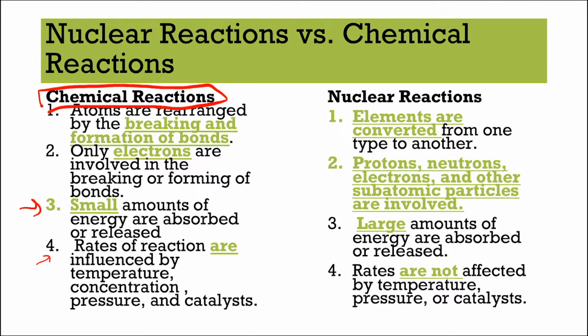Now, nuclear reactions kind of break some of the rules that we've talked about so far. Right. So let's take a look at the first thing. Elements are converted from one type to another. And we're going to get into what this means in detail later on. Number 2 says protons, neutrons, electrons, and other subatomic particles are involved in nuclear reactions. Large amounts of energy are absorbed or released, and rates are not affected by temperature, pressure, or catalysts.